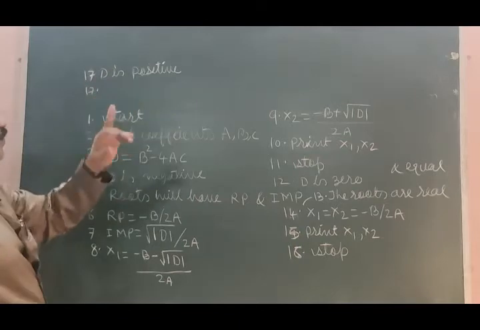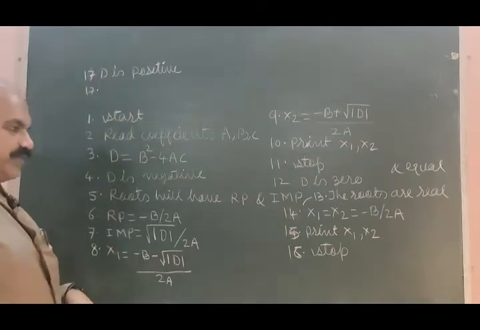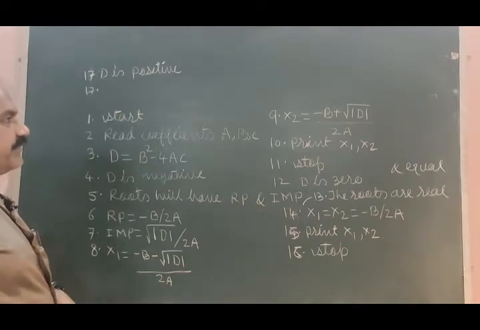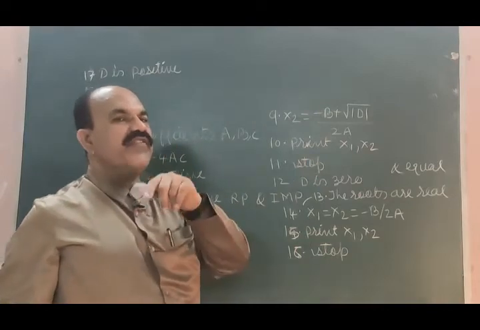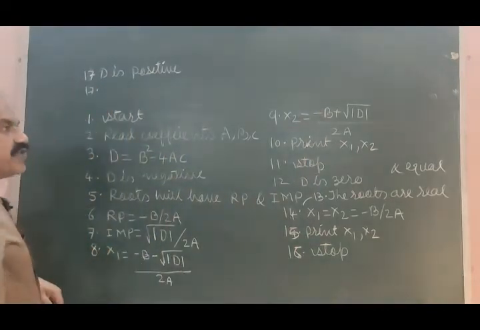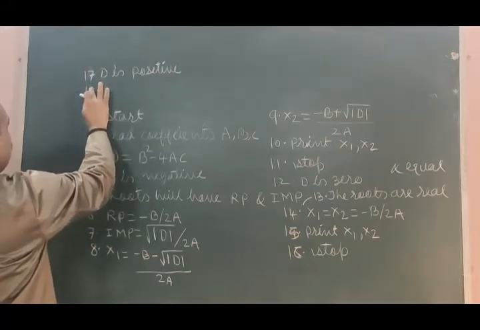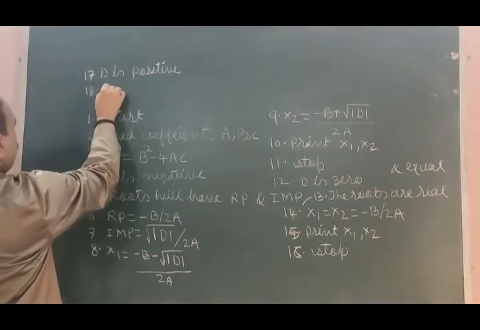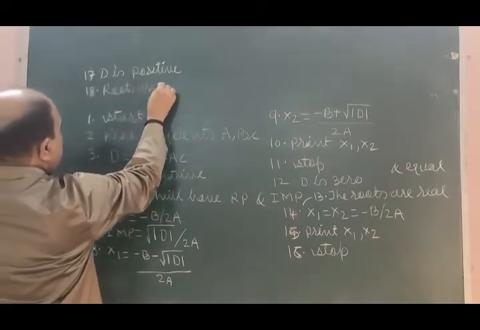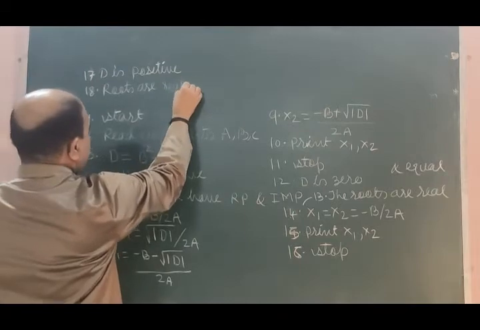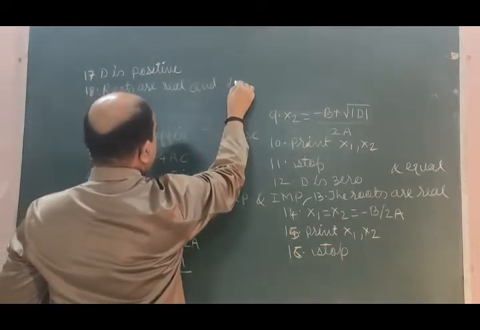D is positive. When D is positive, how will be the roots? D is positive means there are two different roots. The roots will be real and different. So let me write here 18. Roots are real and different.